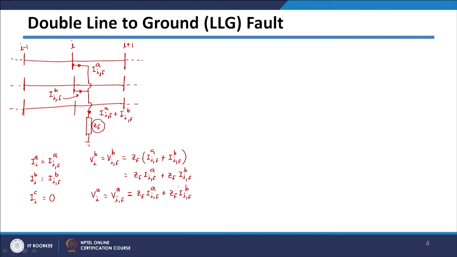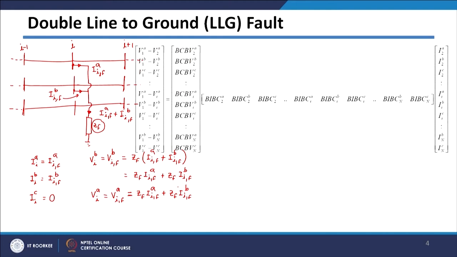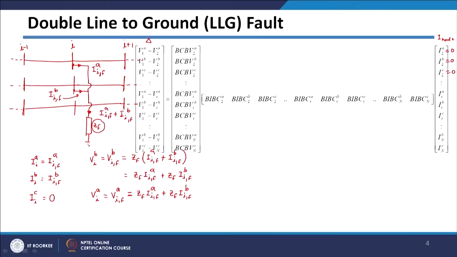Now let us take our generalized equation here. The generalized equation which we described earlier, where we divided the whole BCBV matrix into a number of rows and the whole BIBC matrix into a number of columns, and this is nothing but your delta V matrix, and these are I nodes. And as we have seen, the I node currents are almost 0 or negligible as compared to fault currents. So, therefore, all other currents we can consider to be 0, like we considered for single line to ground fault.